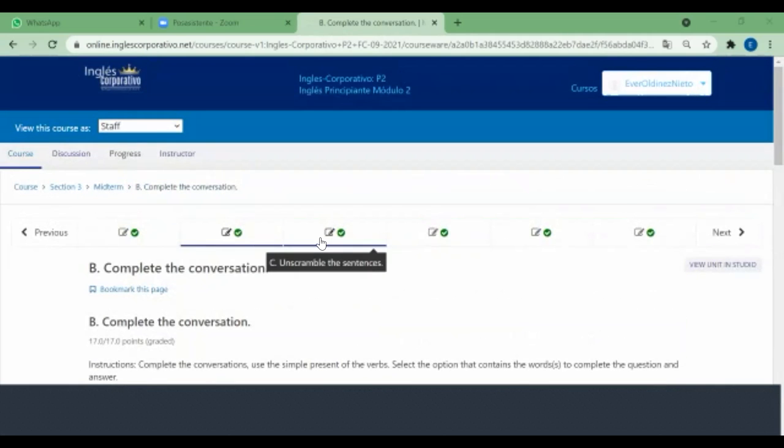¿Tuvieron problemas en esta parte o no han llegado todavía? No. No problems. Then let's see the other exercise.